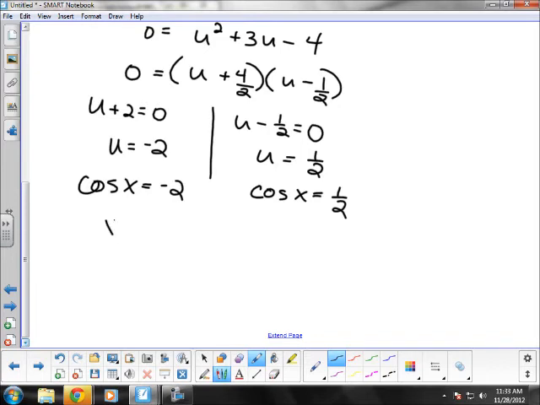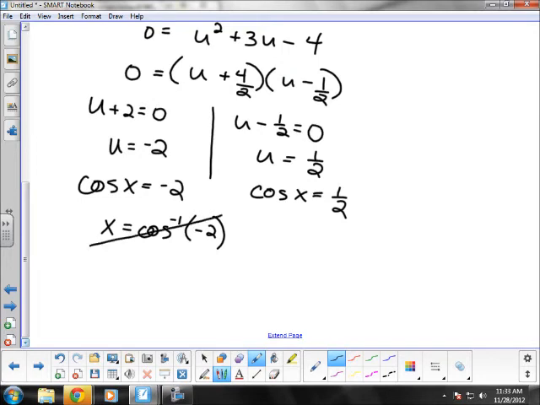And now x is equal to the arc cosine of negative 2. What angle gives me a cosine value of negative 2? I'd really like somebody to remember the range of the cosine function. What's the biggest number you can get for just a cosine function? 1. And what's the smallest number you can get? Negative 1. So what's my solution here? Nothing. There is no angle that gives you a cosine value of negative 2.